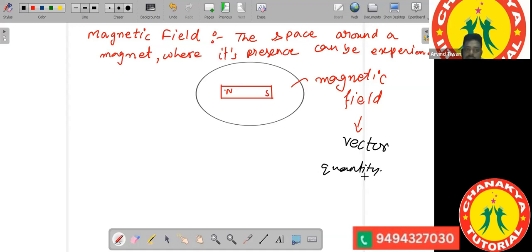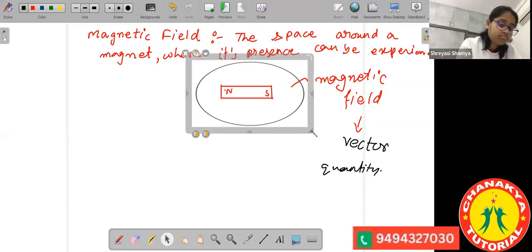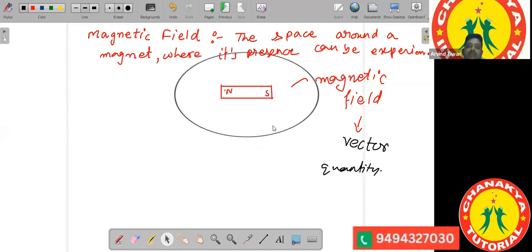So how was it assumed that this magnetic field is a vector quantity? See, you have studied all this at least once in your school. Yes, sir. Okay, but is it the same thing you have studied, the same way? I don't think so.